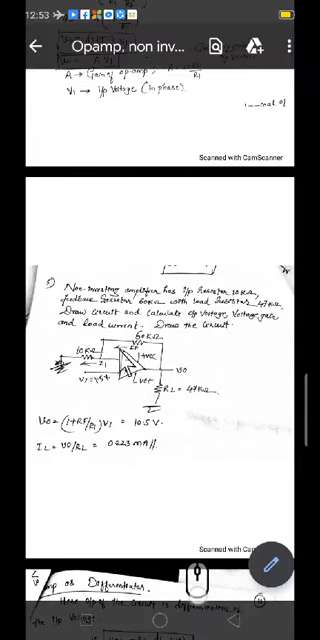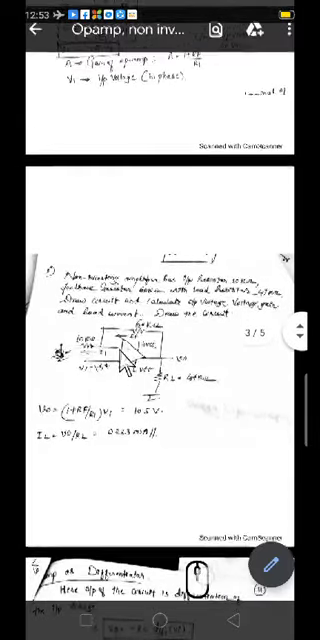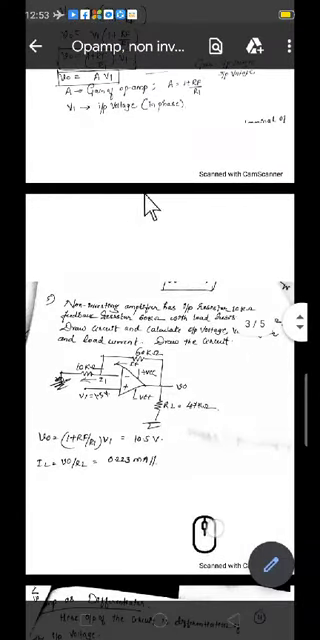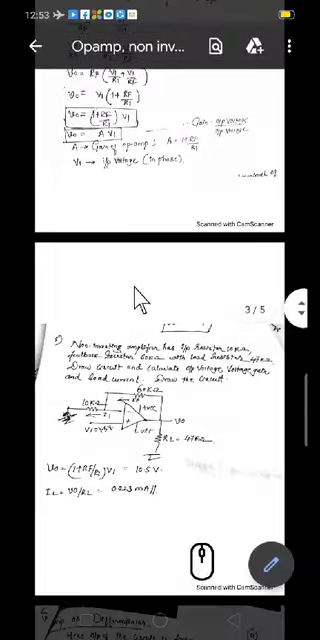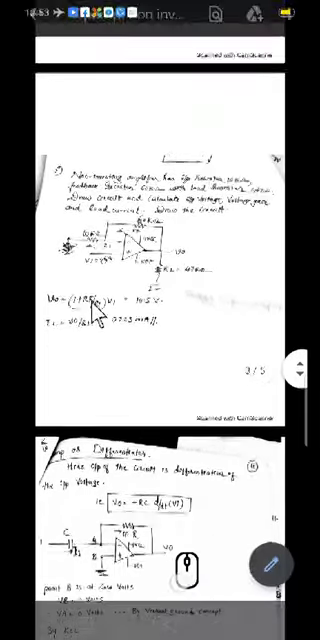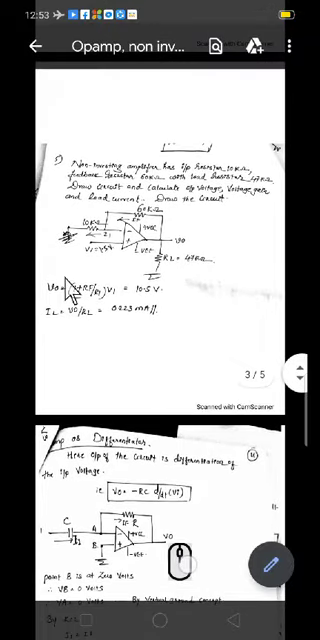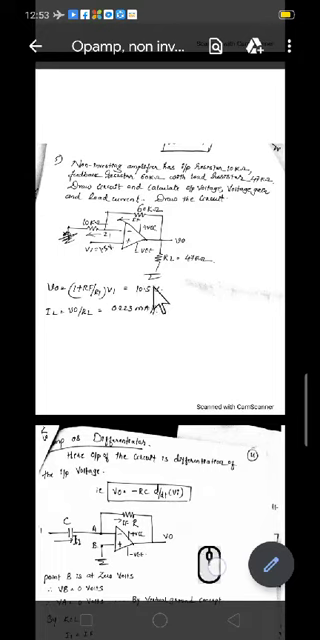You can see, by seeing the circuit, you can identify that this is the non-inverting amplifier. Here is the input voltage. Input voltage is V1, which is given as 1.5 volts. RF value is given, R1 value is given. What they have asked is find V naught. V naught is this. So you are finding this V naught. V naught is equal to 1 plus RF divided by R1 into V1.